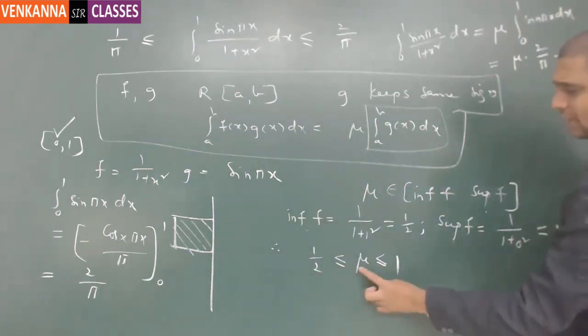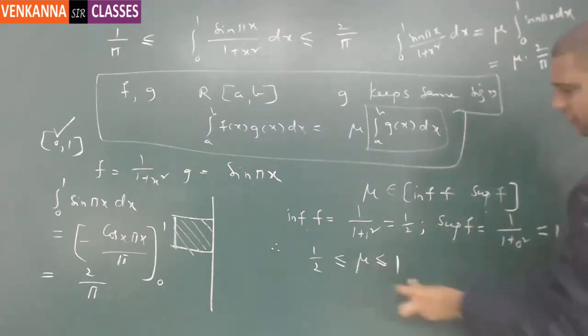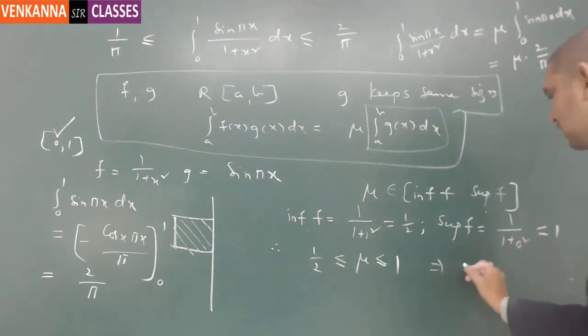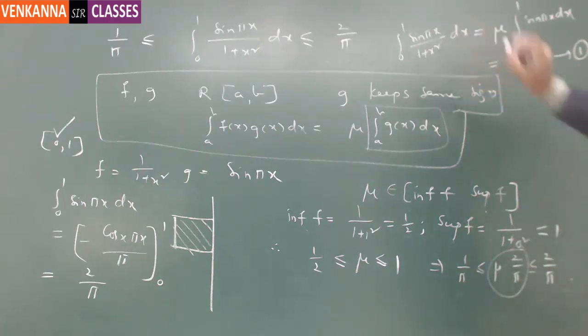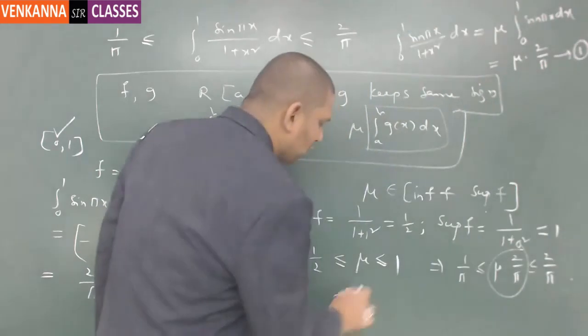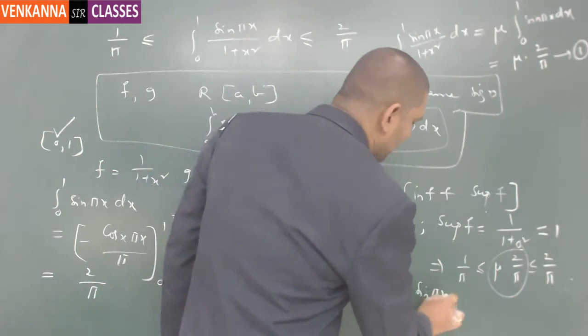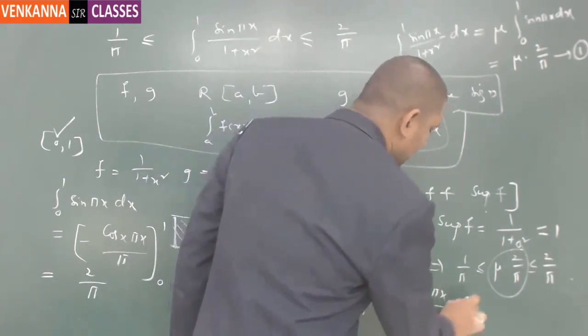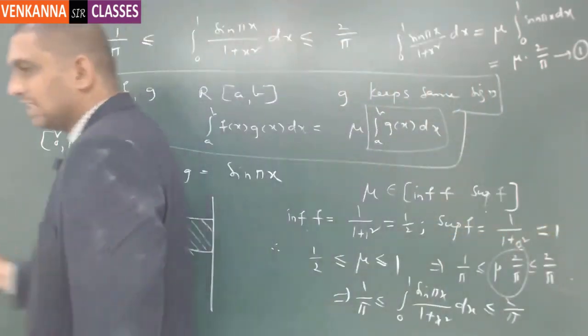So in this inequality, in the middle position, since mu into 2 by pi is there, you multiply by 2 by pi. So this gives 1 by pi is less than or equal to mu into 2 by pi, which is less than or equal to 2 by pi. In this middle position, we replace it with the integral. So you have 1 by pi less than or equal to integral 0 to 1 sin pi x by 1 plus x square dx, which is less than or equal to 2 by pi. So this was the conclusion there.